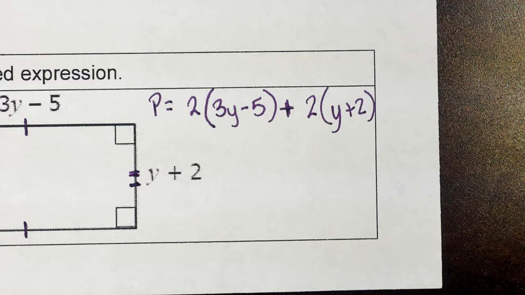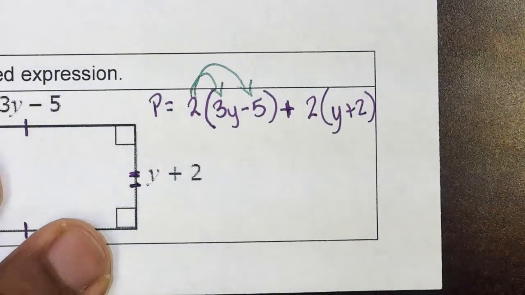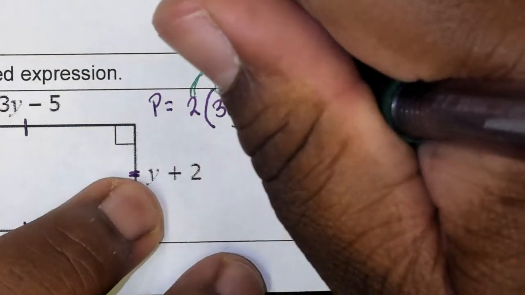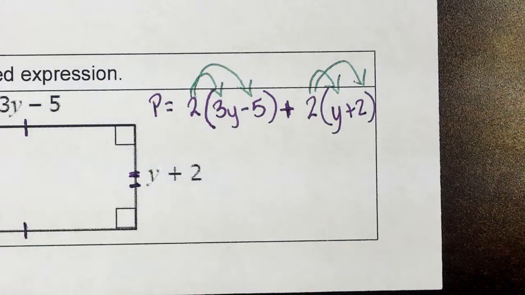You need to, I don't remember what it's called, but you times 2 to the 3y, and then you times 2 to the 5 negative. Jason, what's it called? Distribute. There we go. We're going to distribute the 2 to the 3y and the negative 5, like Easton said. We're going to also distribute that other 2 to the y and 2.